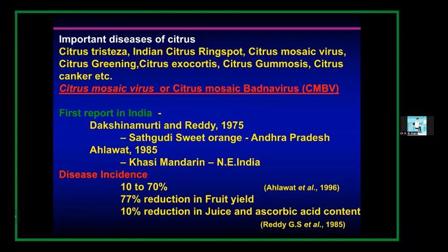This is a Badnavirus group. First reported in India by Dakshinamurthy and Reddy, 1975. Disease incidence of 10 to 70% was reported by Ahlawat et al., with a 77% reduction in fruit yield and a 10% reduction in juice and ascorbic acid.